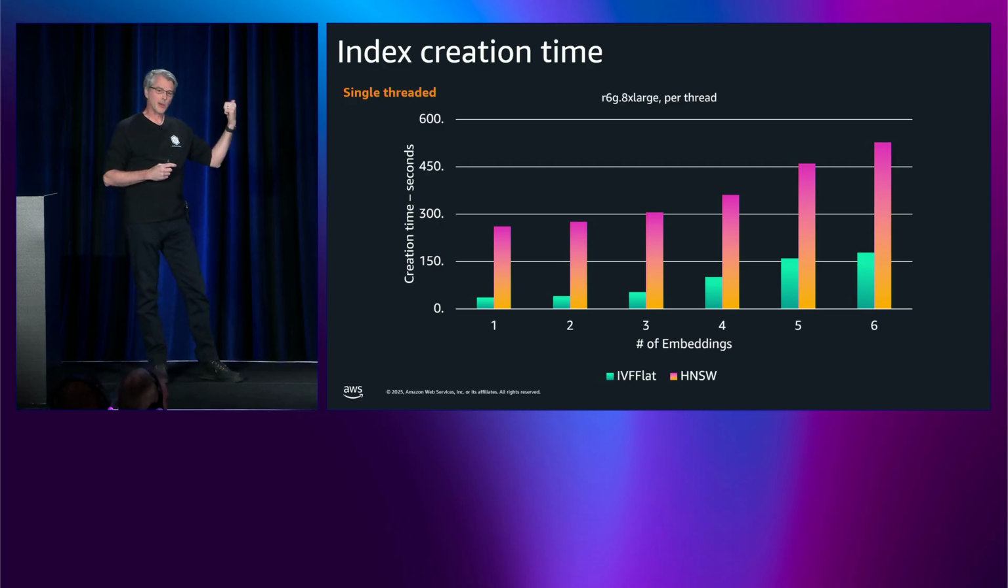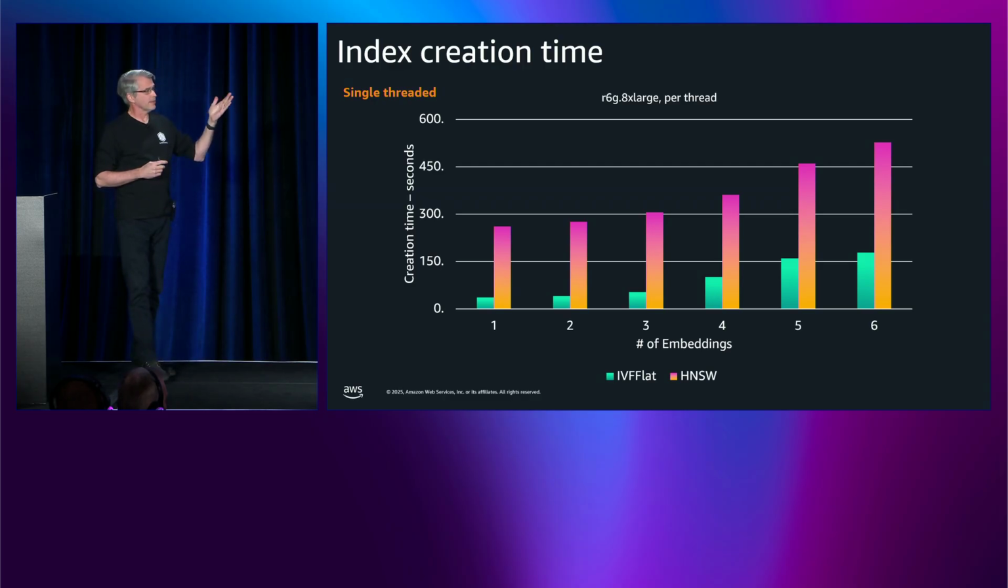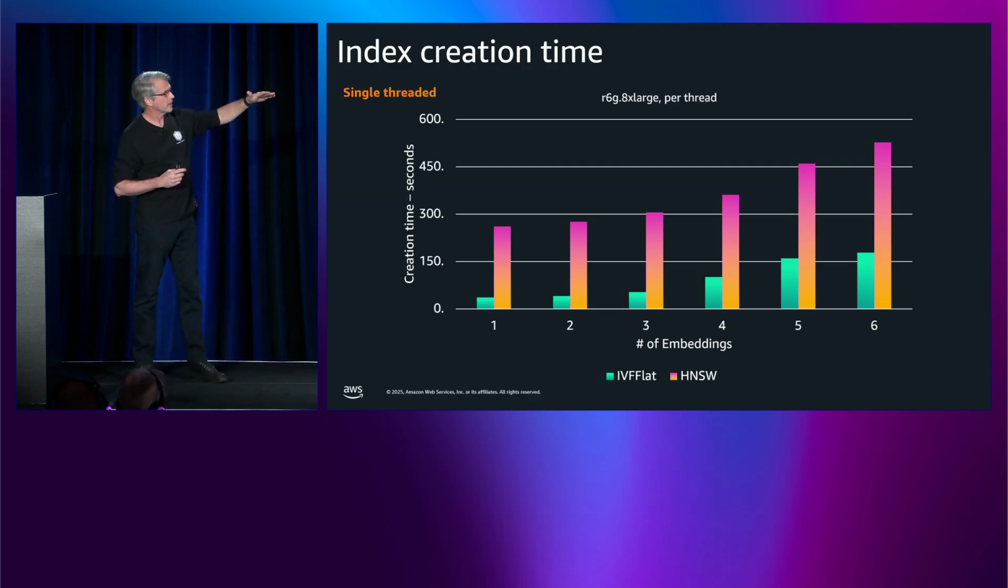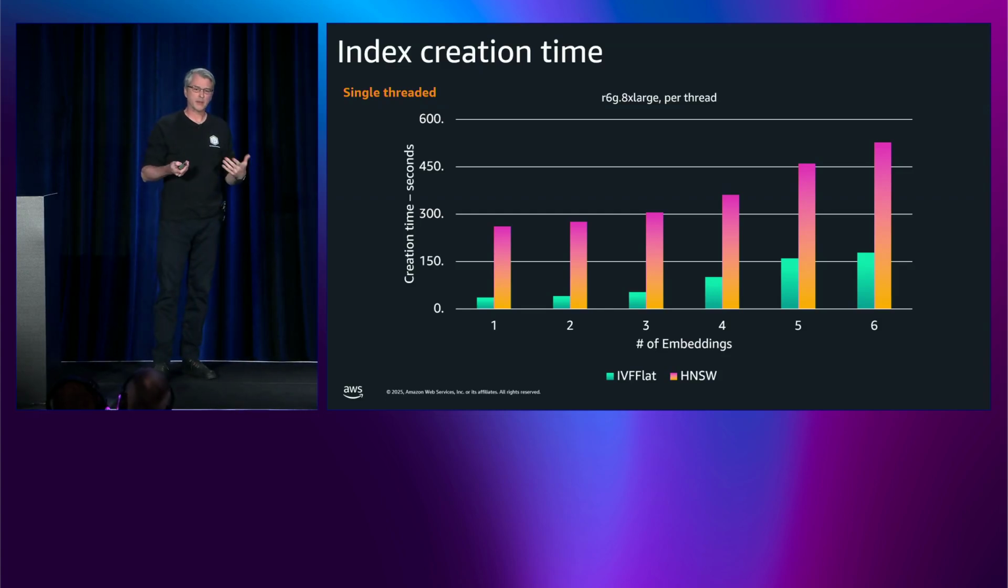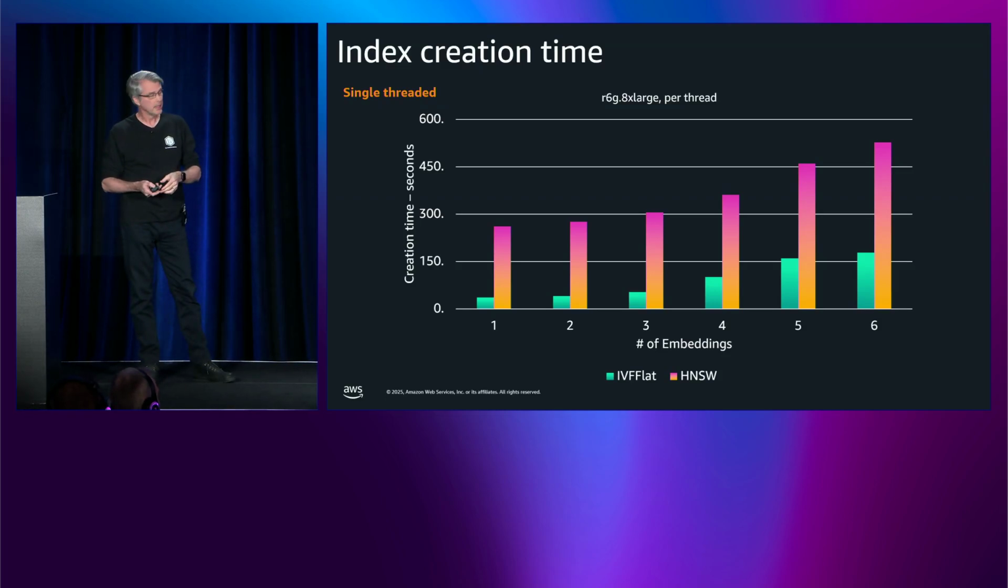So you see, like we said on the other slide, IVF flat build times are much lower in terms of seconds compared to HNSW. So the scale here is in seconds. So that's a good visual representation of the difference in build times between the two index types.